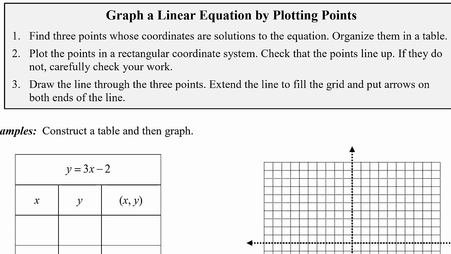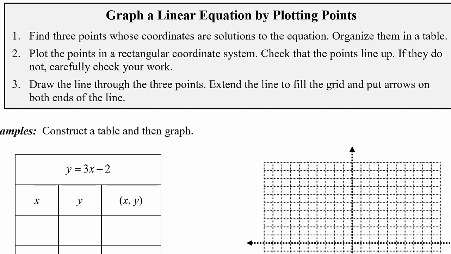So in this video, we're going to start some preliminary work on graphing a linear equation by plotting points. So we're basically going to make a table of ordered pairs that satisfy our equation. It's always a good idea to find at least 3 points because we want to make sure that the 3 ordered pairs, the 3 points, line up in a straight line. And if they don't line up, then we know we've made a mistake. So we have to do some recalculation.